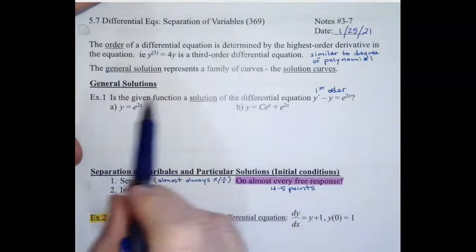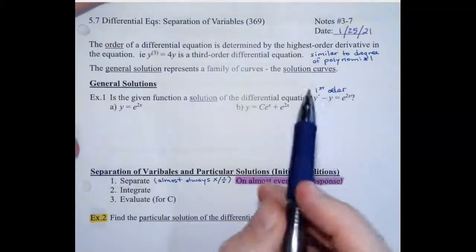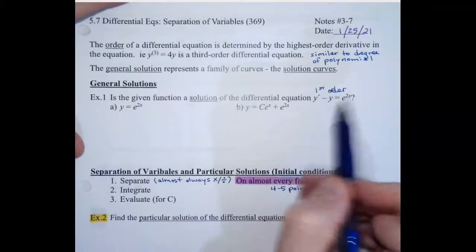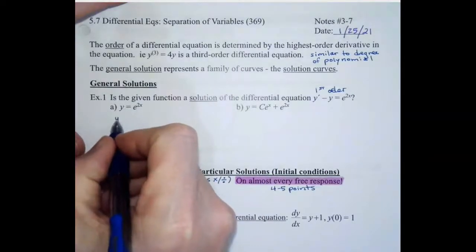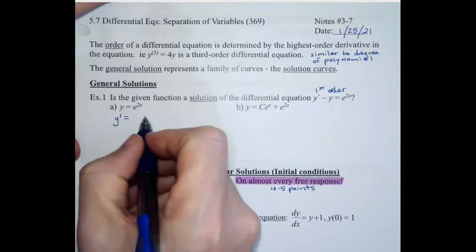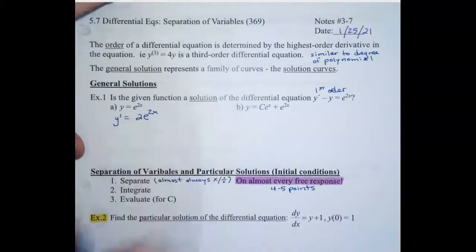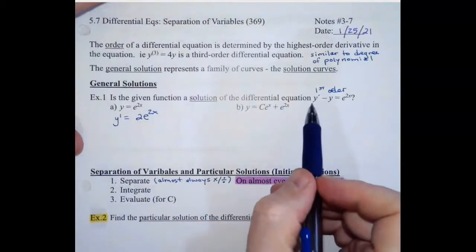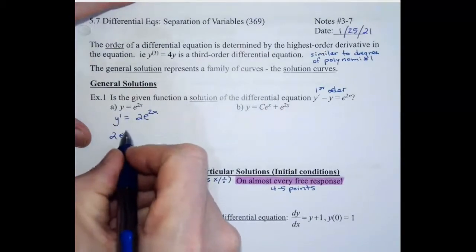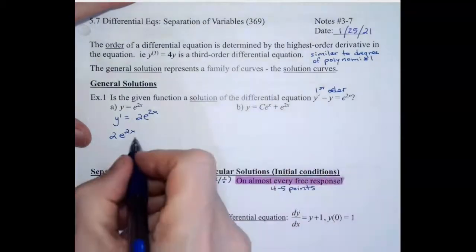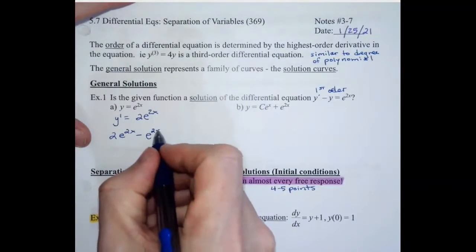So just starting off, is the given function a solution to this differential equation? So that's fine. We need to know what the derivative is. So we need to take the derivative of this. So the derivative of e to the u is e to the u times du, which would be 2. Now we need to substitute in here. So that is 2e to the 2x minus y, which is right here, e to the 2x.